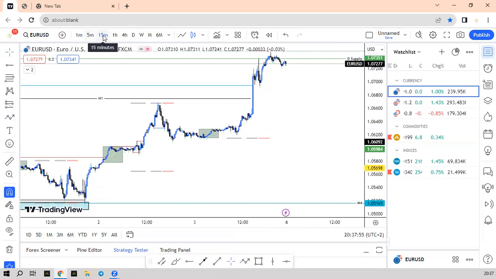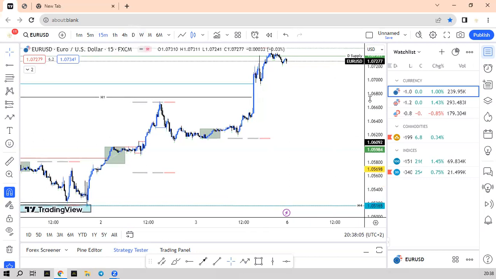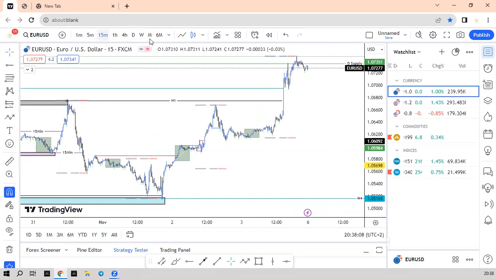So we have a bullish 15 minutes, H1 is bullish, H4 is bullish, daily is bearish, and weekly is bearish. So on higher time frames, we are looking for long-term sells, but here on smaller time frames, we can look for buys. You understand? We can look for buys.